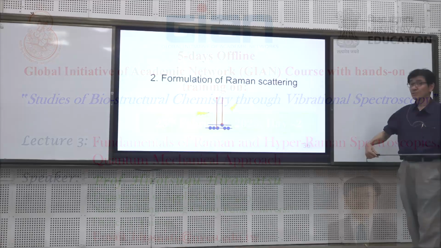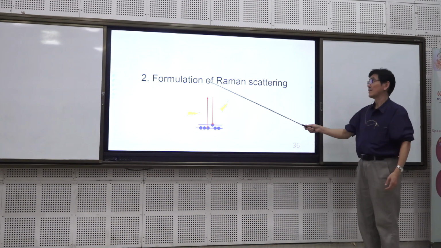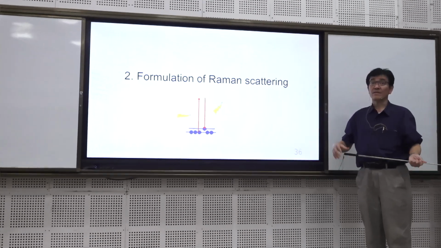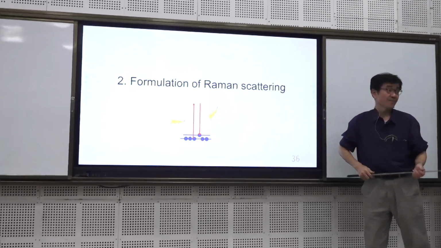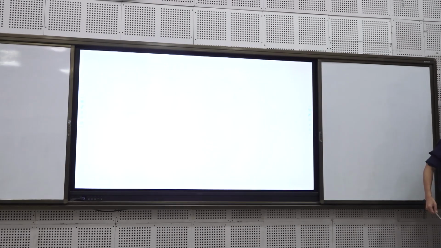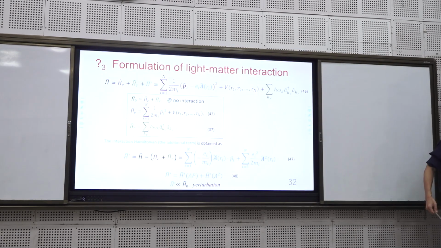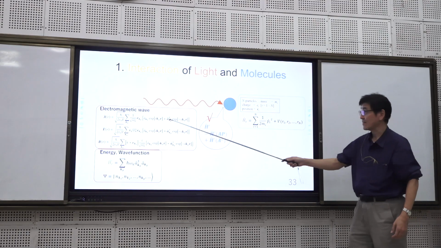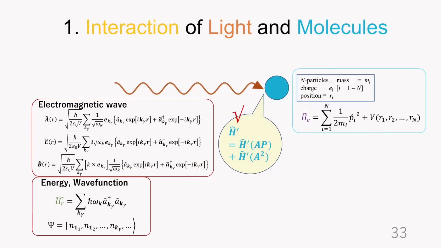So what we do today is to formulate the Raman scattering process as a consequence of the light-matter interaction. Already, this is the last slide of yesterday's talk. We succeeded in formulating the electromagnetic wave. What is the molecule and what is the interaction, right? Okay, already we finished formulation.